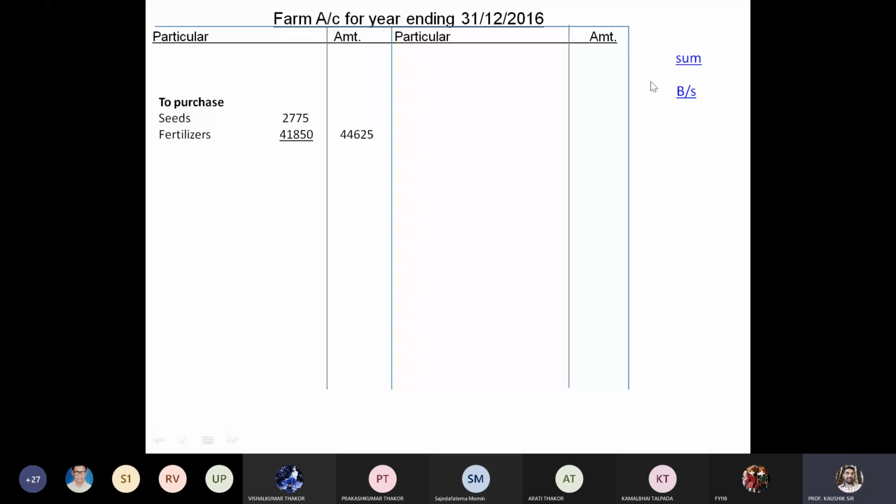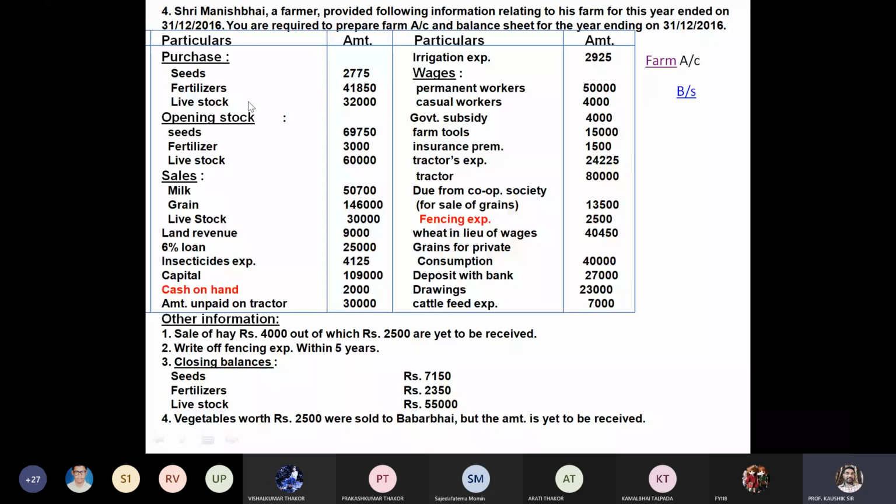Seeds and fertilizer. Friends, you know very well that livestock will be written in the balance sheet as a capital expenditure, as an asset. Livestock means cattle. So opening balance will be taken, purchases will be added, closing balance will be deducted. Then we will find out the write-off amount during the year.